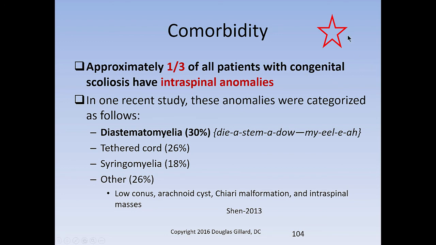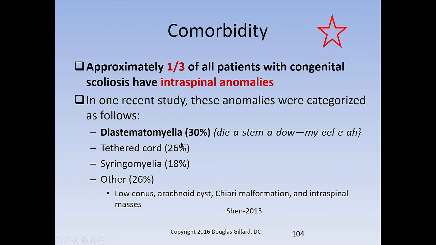Comorbidities, approximately. I'm going to go on my rant. I'll probably cut it short and let you read it, though. One third. That's a huge number. One third of all patients with congenital scoliosis have intraspinal abnormalities. Not good. In one recent study, these abnormalities were categorized as the following. 30% of these kids had diastematomyelia, which we won't talk about now, but they can have almost as much tethered cord, syringomyelia, other stuff.